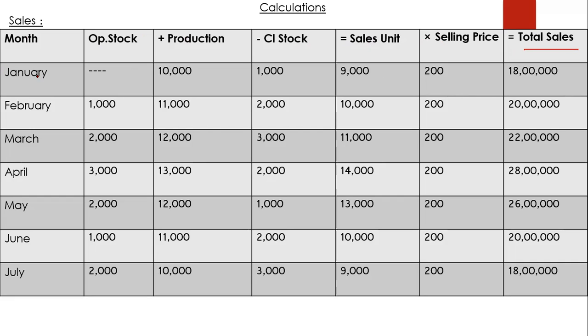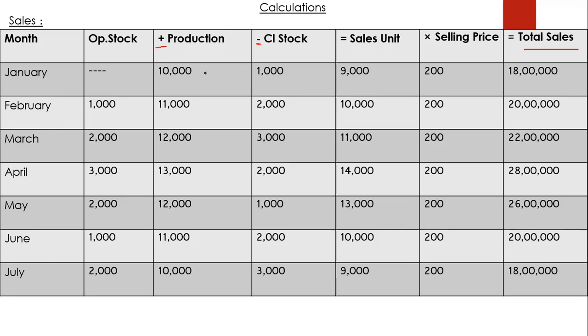Okay. So now in January, there is no opening stock given, but production is given 10,000 units. So production is 10,000 units and its closing stock is 1,000. Here always see the sign. Here we have to add the production into opening stock and minus the closing stock from the total of both. So 10,000 minus 1,000 is equal to 9,000 into 200 is equal to 18 lakh rupees. So our total sale for January month is 18 lakh rupees.